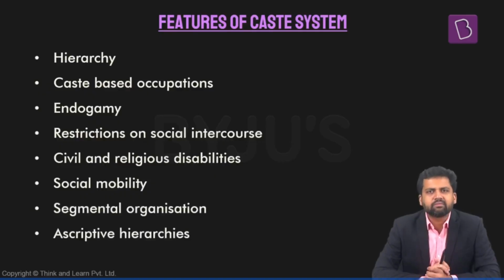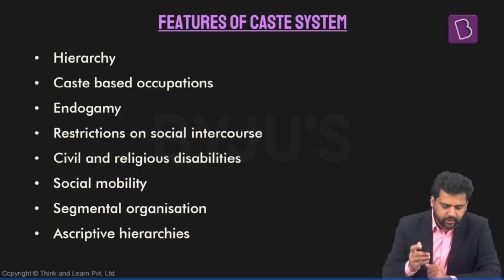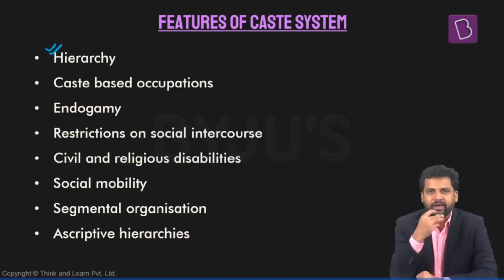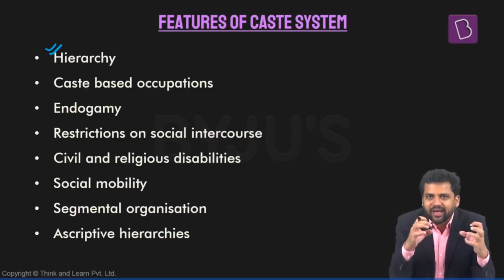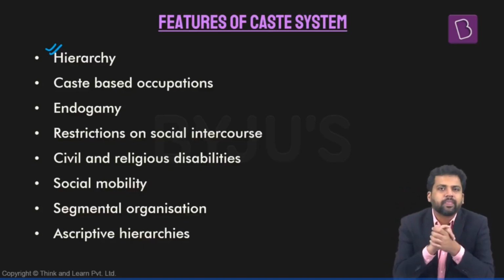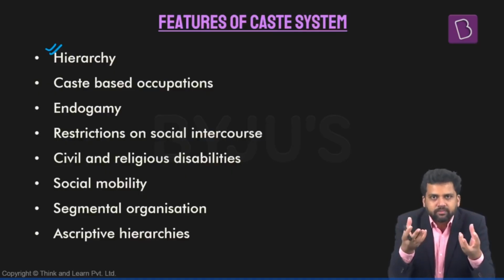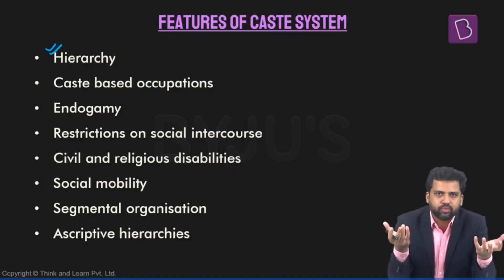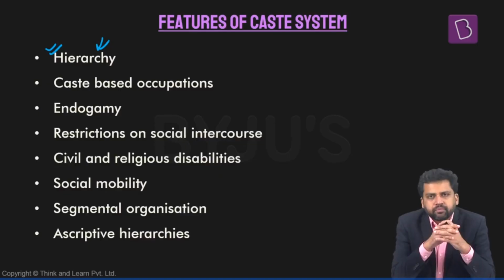We have a rough idea that the caste system is a system of stratification. But what are some of the features within that? The first thing is that there is some form of hierarchy. The society is divided into different segments, and these segments are arranged in a hierarchical manner, which implies that certain groups of people are considered superior, and certain groups are considered inferior. So there is a hierarchy.